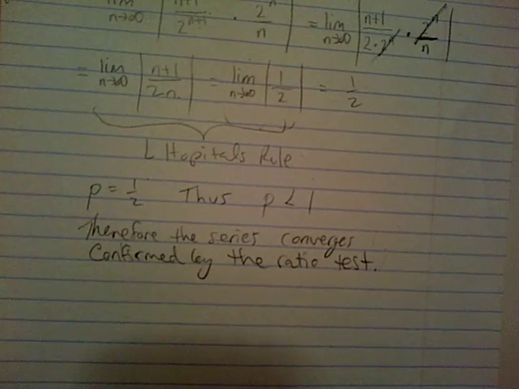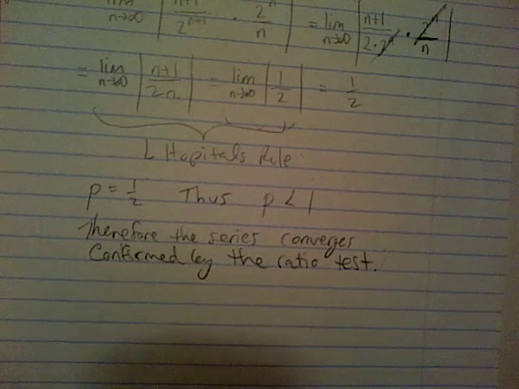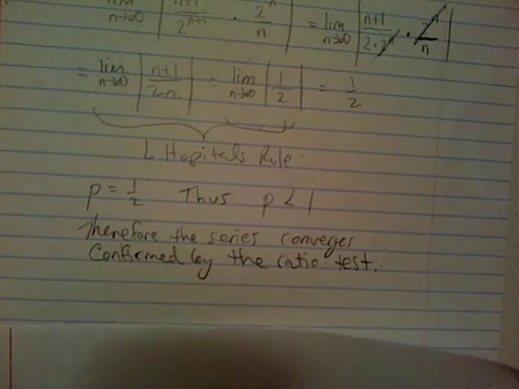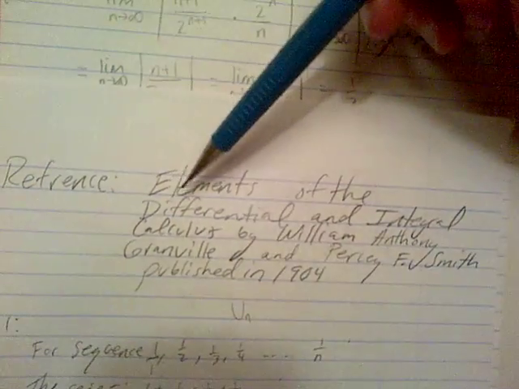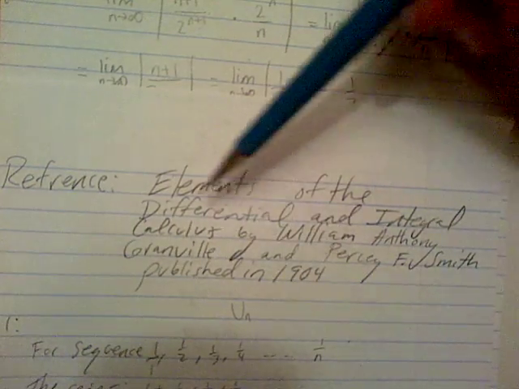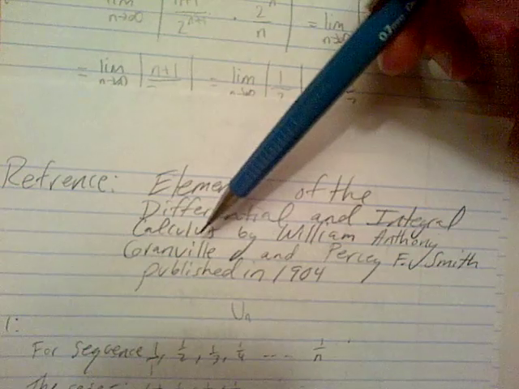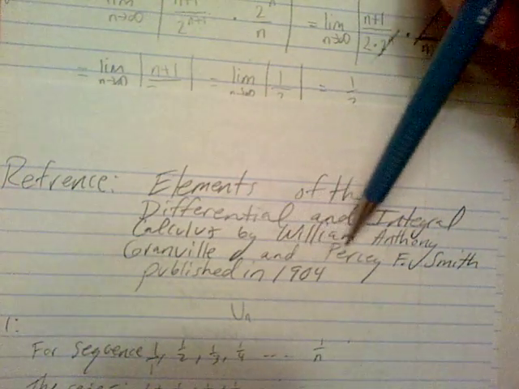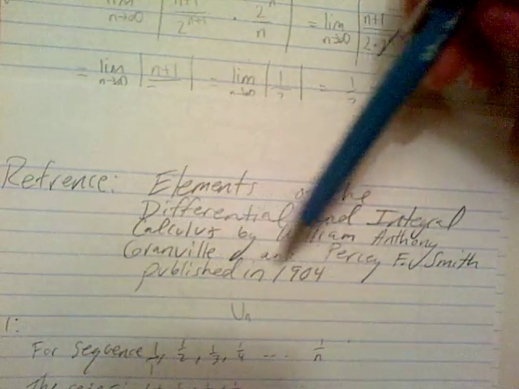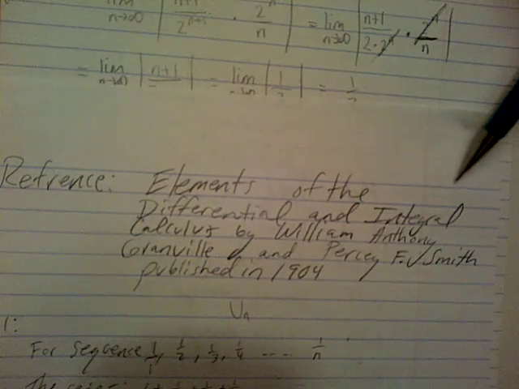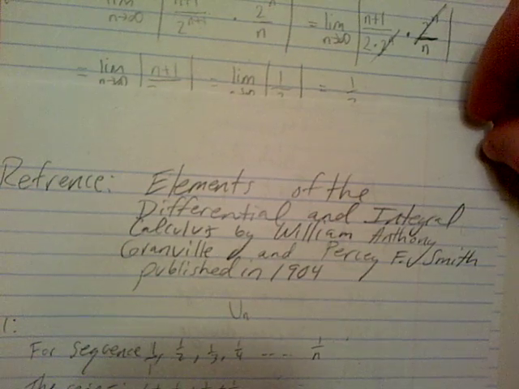And again, the series that I used in this video is referenced from Elements of Differential and Integral Calculus by William Anthony Granville and Percy F. Smith, published in 1904. And this, from what I understand, is a textbook in the public domain. Therefore, it's allowed to be used for these purposes.